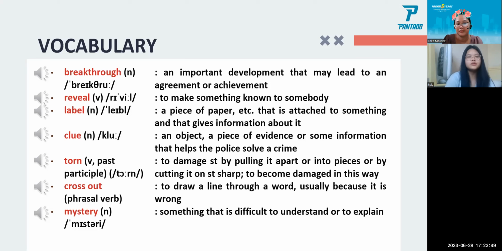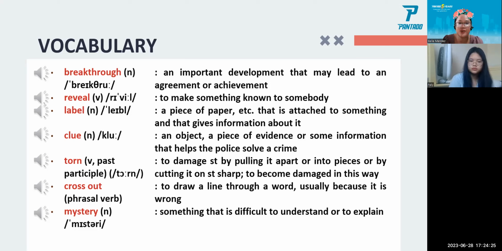The police break through the crime in the street. Can you give me another example? The police break through the crime. You need to put more on that. You can say the police got the breakthrough of the crime in the street. Okay, got the breakthrough of the crime in the street. I think off the street is better.